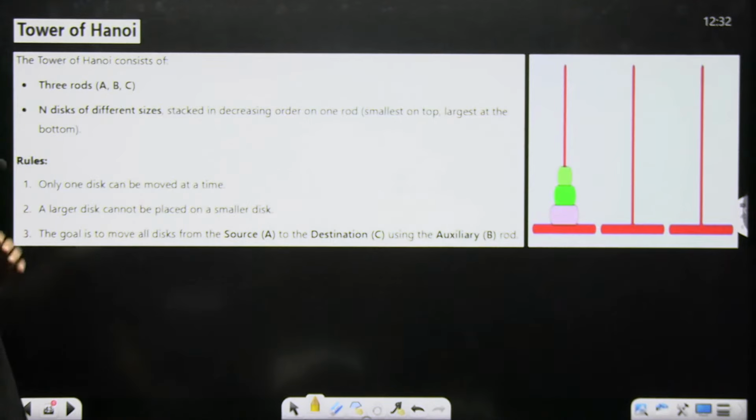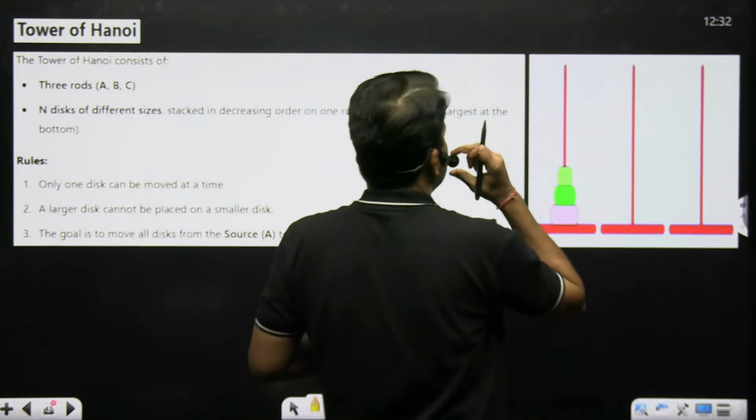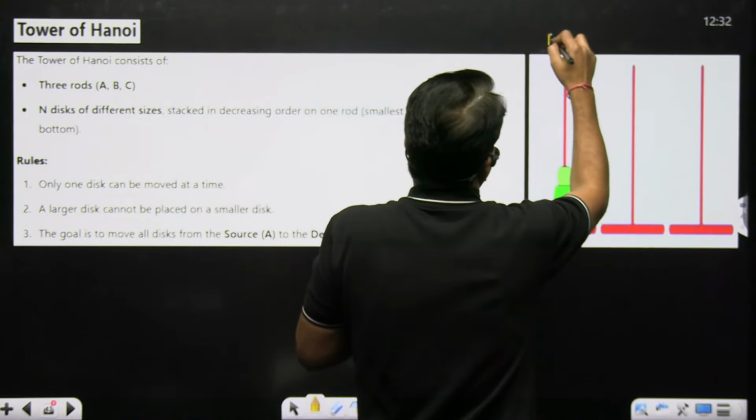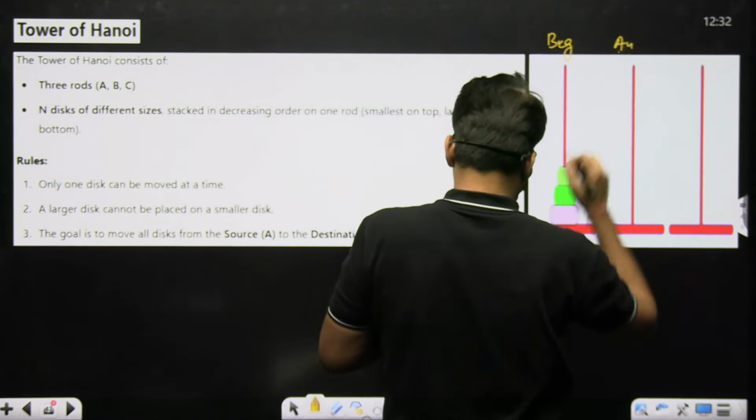Basically, students, the Tower of Hanoi consists of three rods and discs of different sizes stacked in decreasing order on one rod, smallest on top, largest at the bottom. And the rules are what, sir? Only one disc can be moved at a time. A larger disc cannot be placed on a smaller disc. The goal is to move all discs from source A to destination C using auxiliary B. So my dear students, this is the beginning phase and this is auxiliary.